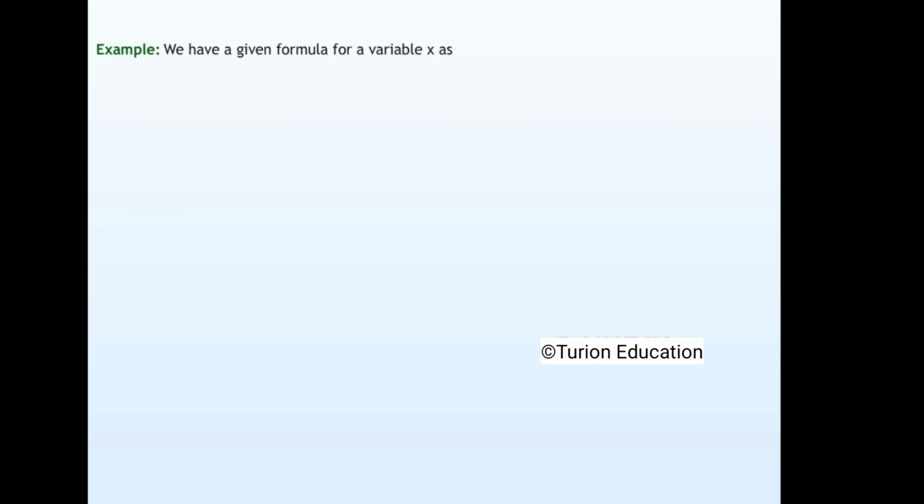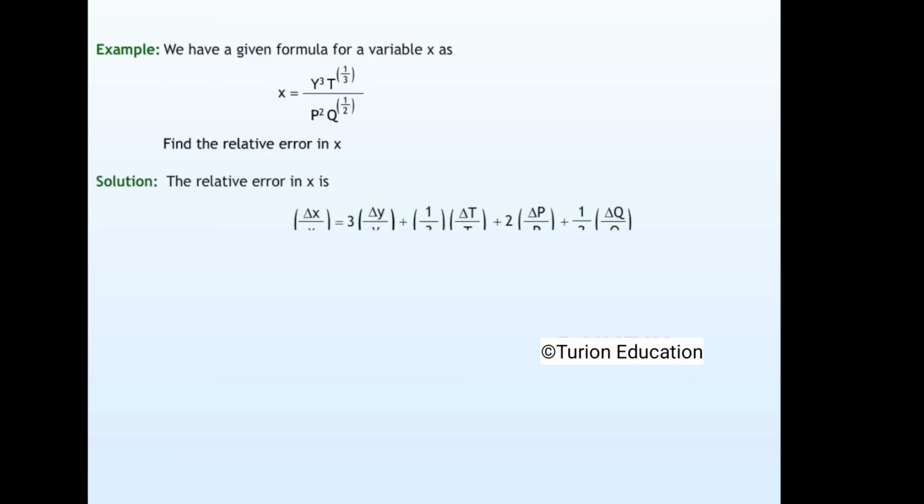Example 2.11. We have a given formula for a variable x as x equals y cubed t to the power of 1 by 3 by p square q to the power of half. Find the relative error in x. Solution. The relative error in x is delta x by x equals 3 into delta y by y plus 1 by 3 into delta t by t plus 2 into delta p by p plus half into delta q by q.